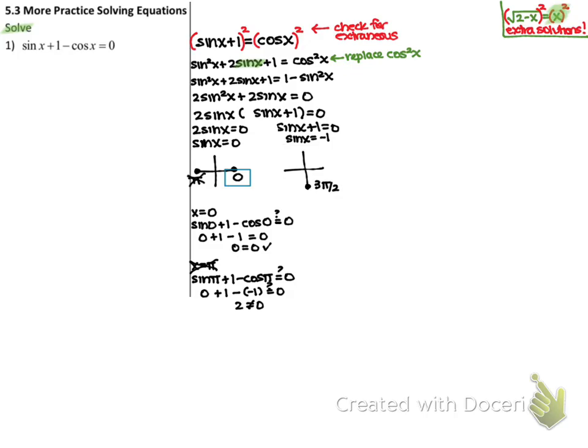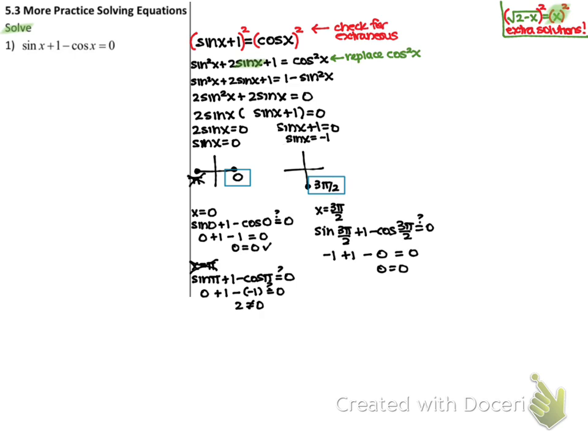Okay, let's try 3 pi over 2. So I've got x is equal to 3 pi over 2. I'm going to plug it in. So that's going to be sine of 3 pi over 2 plus 1 minus cosine of 3 pi over 2. Is that equal to 0? Okay, sine of 3 pi over 2 is negative 1 plus 1 minus cosine of 3 pi over 2 is equal to 0. This is correct. 0 equals 0. This one works. So 3 pi over 2 is it.